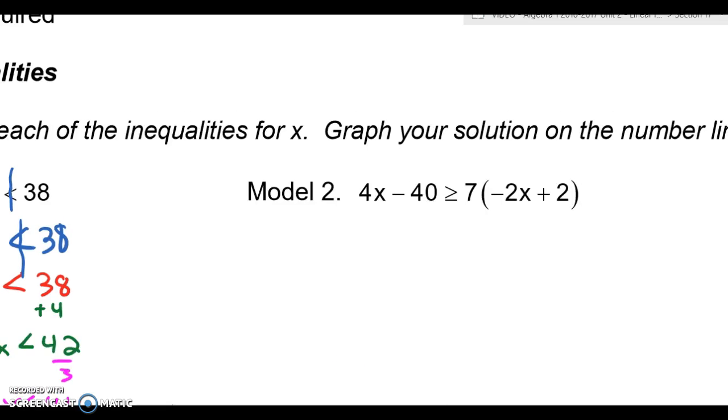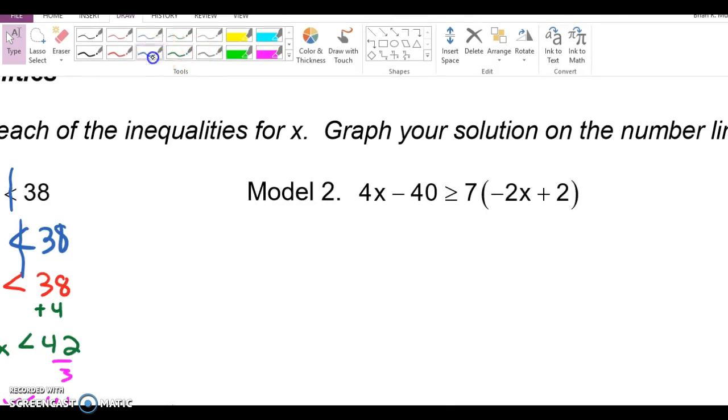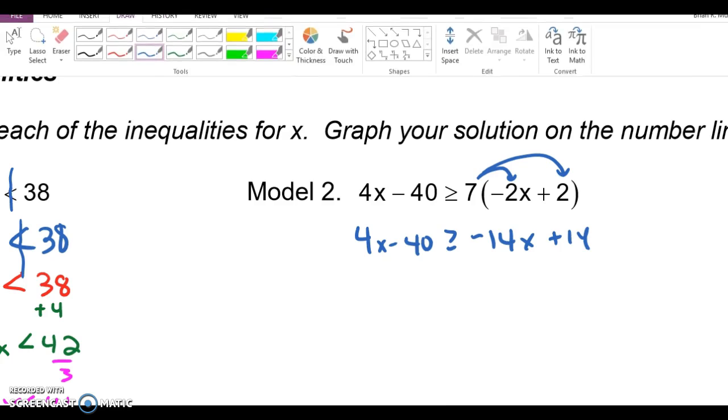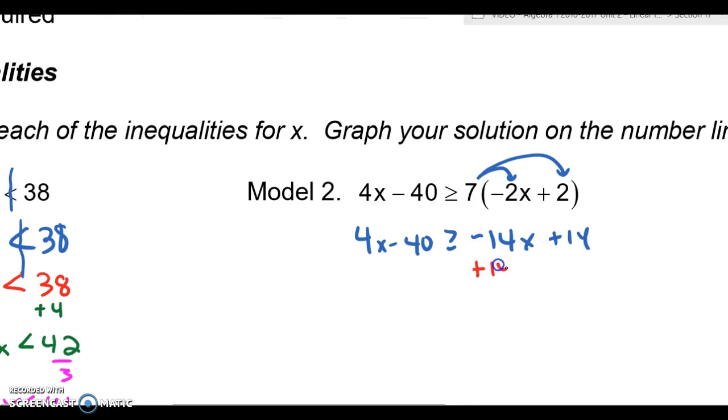If I look at Model 2, it's again a similar type of problem. I'm going to start by distributing. And I've got 4x minus 40 greater than or equal to negative 14x plus 14. I'm going to bring my x's to the left-hand side. So I'm going to add 14x. And I've got 18x minus 40 is greater than or equal to 14.